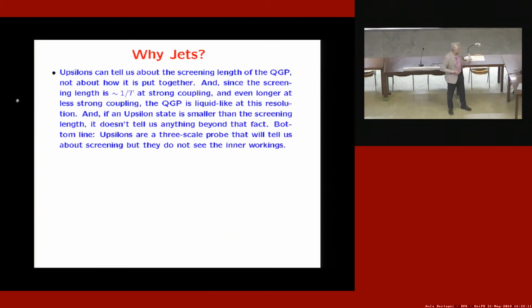So that tells us about the screening length of the QGP. It tells us whether, if I have a b and a b-bar here, they are attracted to each other, or whether the QGP between them screens the attraction. But it doesn't tell us what the QGP is made of, because a liquid can screen your interaction and so can a gas. So this is actually a very interesting domain of the subject, but it does not answer the question that I'm trying to answer.